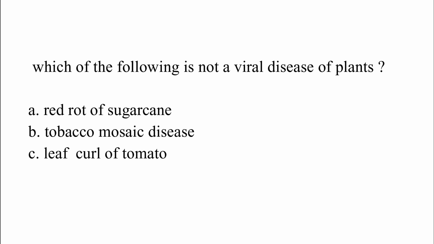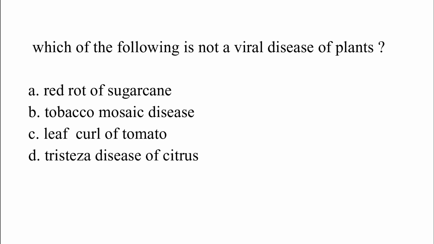Which of the following is not a viral disease of plants? Option A, red rot of sugarcane. Option B, tobacco mosaic disease. Option C, leaf curl of tomato. Option D, tristeza, disease of citrus. The correct answer is option A, which is red rot of sugarcane, because red rot of sugarcane is a fungal disease, not a viral disease.